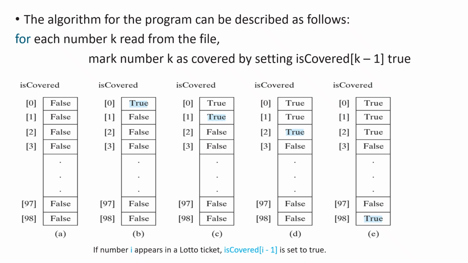The algorithm for the program can be described as follows. For each number k read from the file, mark number k as covered by setting isCovered[k - 1] to true. Initially, all the values from 0 to 98 are false. Then the first number 0, by default it is false. When it is read, it becomes true. Like that, each and every element changes its state from false to true when it is read, until all the elements are true.